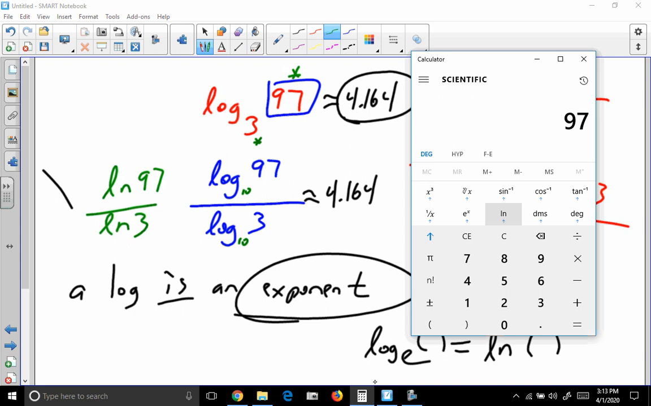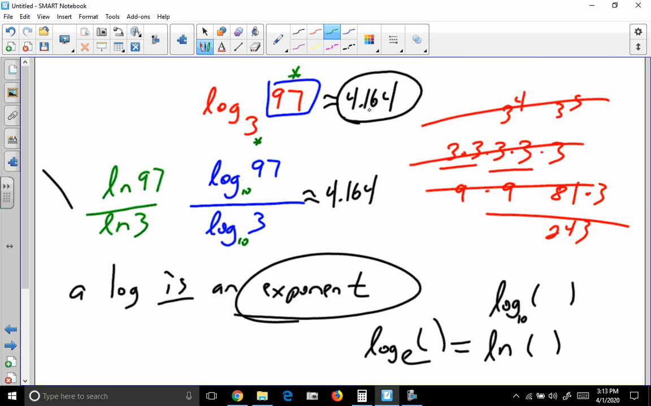Notice if I do natural log of 97 divided by natural log of 3, I get the same answer. So that's how we handle a log where the answer doesn't come out to be an integer.